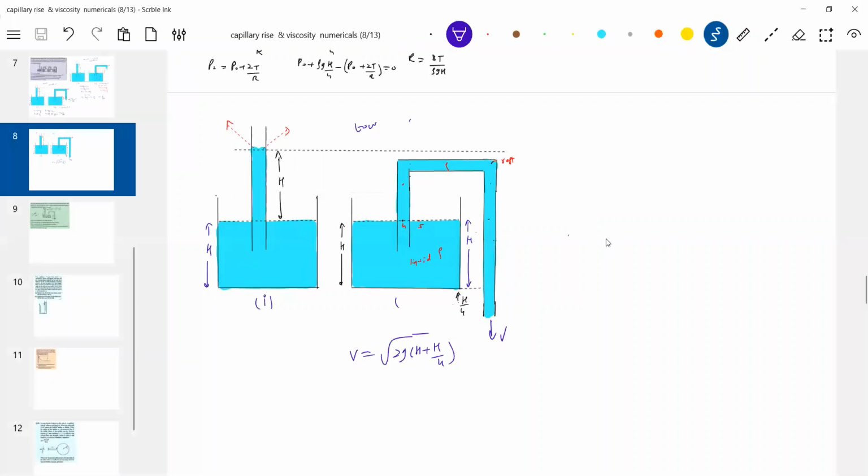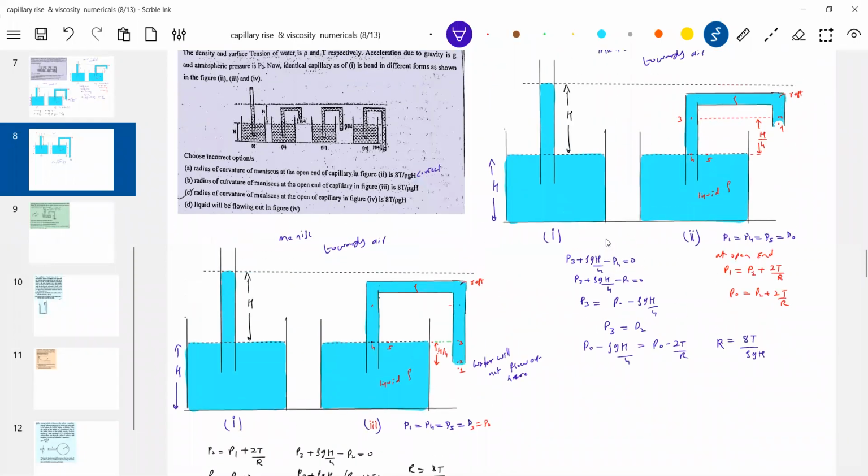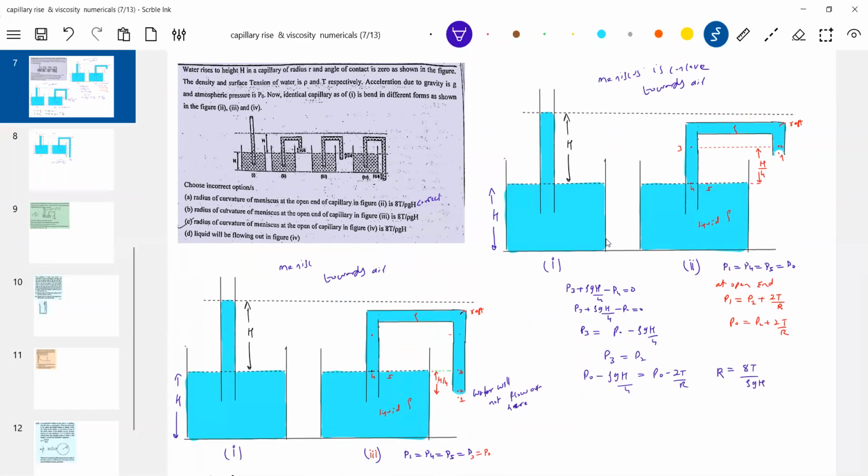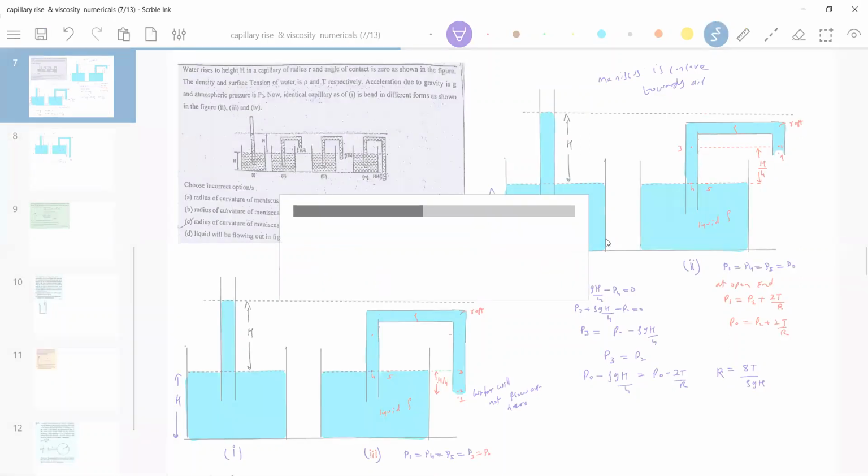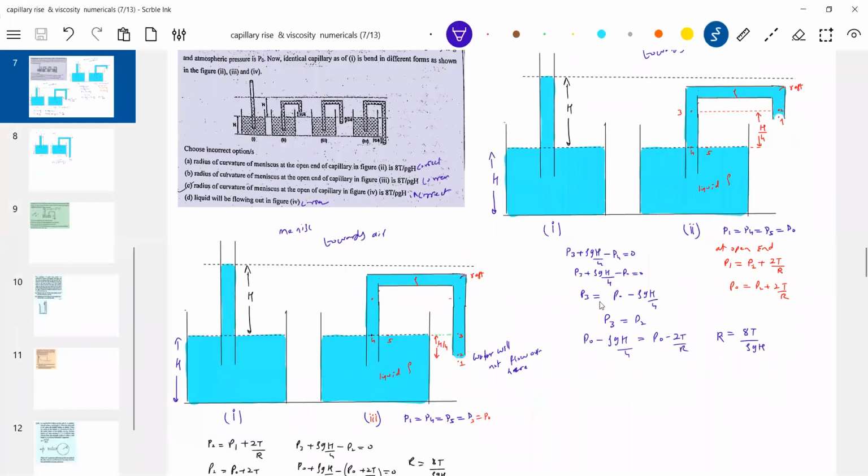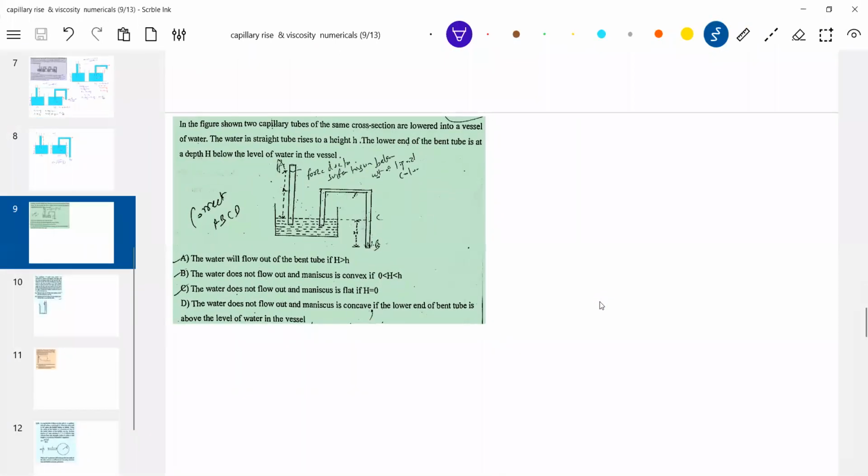Okay, this is the fourth diagram. Radius of curvature of meniscus at the open end. This is correct. This is incorrect. Please do think. It's a very good problem. Similarly, one more is there. I'll leave it to the students. Please do work it out. Same idea.